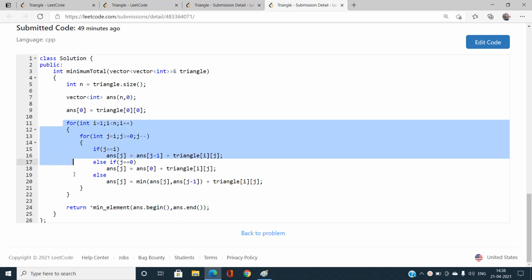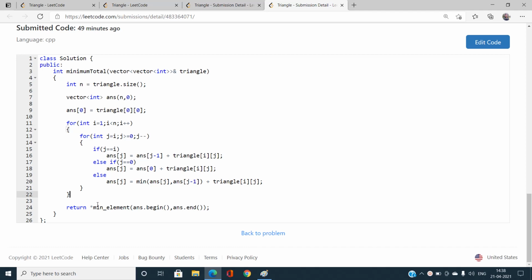have the values for the last row. Okay, that is the minimum element of this one. Okay, I just returned this. This will also give an accepted code.